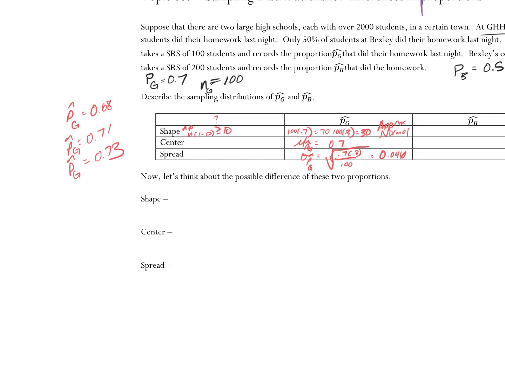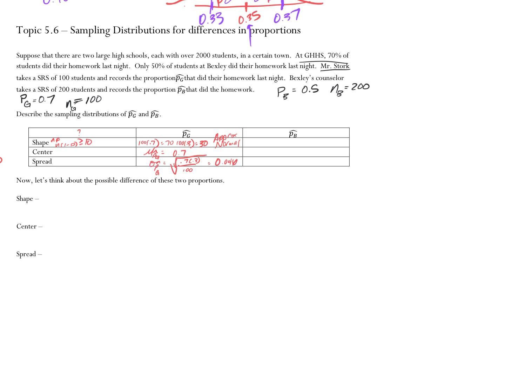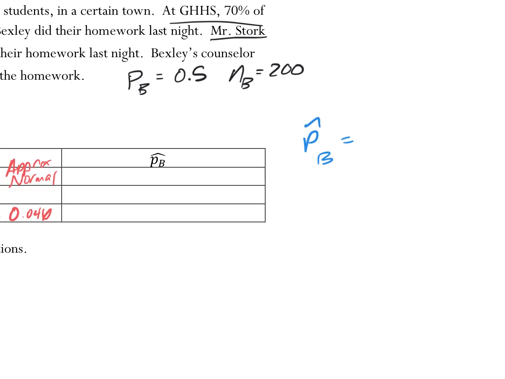All right, now, what are some possible P hats from Bexley? If the actual percentage at Bexley is 50%, what are some possible percentages? 0.48. What else? 0.57. Sure. 0.51. You get the basic premise. What about 0.5? Is it possible that it's 0.5? Sure. Okay, all are possibilities.